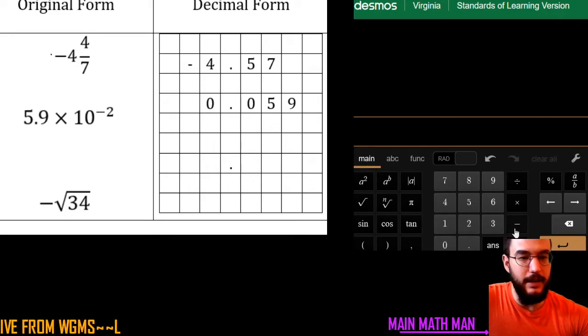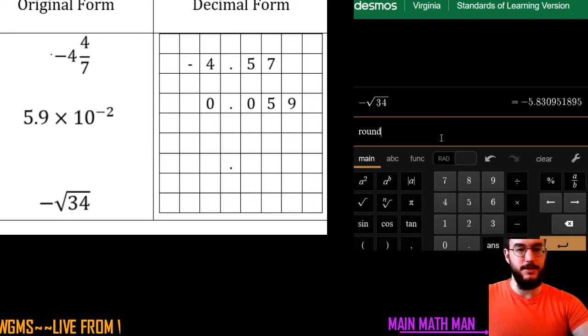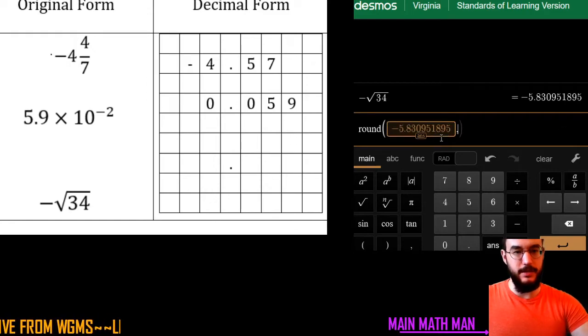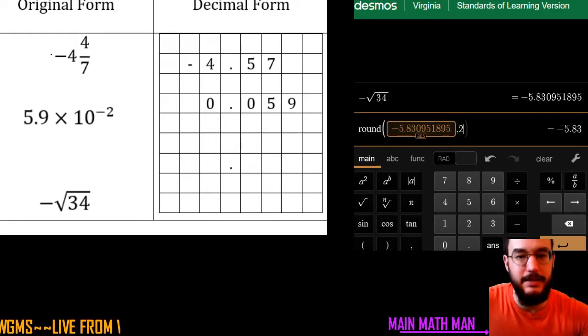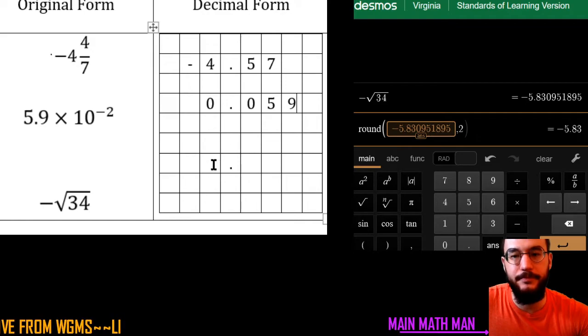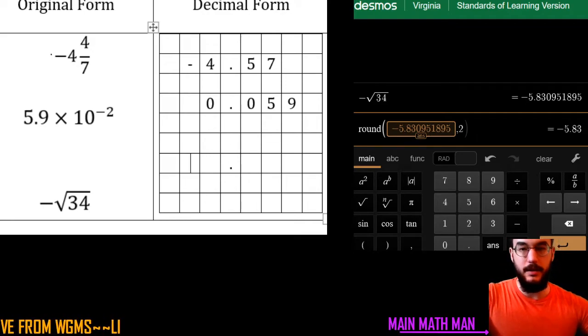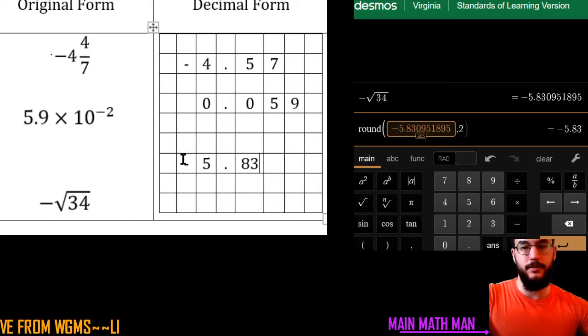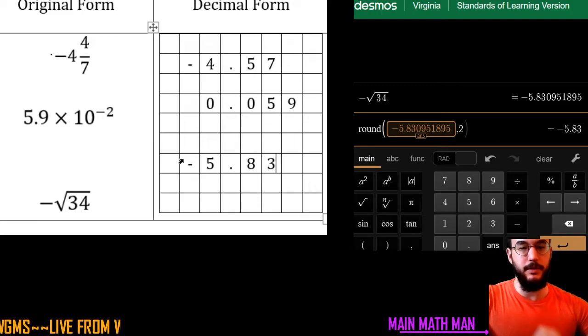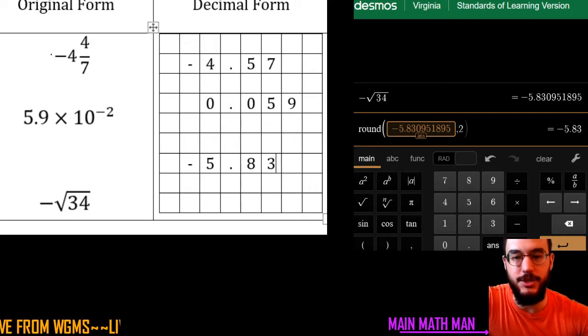And our last value, we have negative square root of 34. Again, you can round that answer to the second decimal place. That way it's a little bit easier to evaluate. So I'm going to say I have negative 5 and then 83. Make sure you're only typing 1 digit per column. So now, let's check it out.